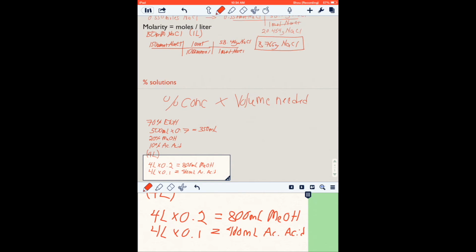So I've got 1200 mils total of methanol and acetic acid, or 1.2 liters. And then the remaining 2.8 liters, or 2,800 mils, is just water. So it's pretty straightforward when you're calculating percent solutions. Usually these are not very complicated calculations.